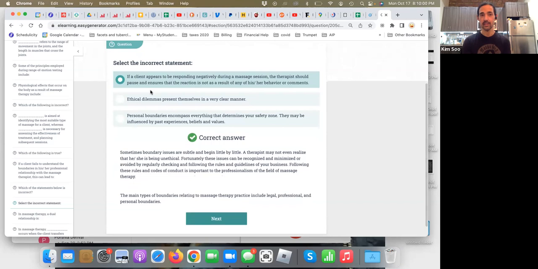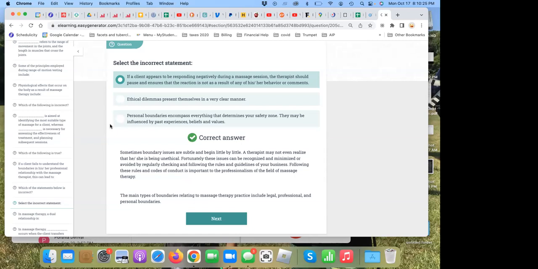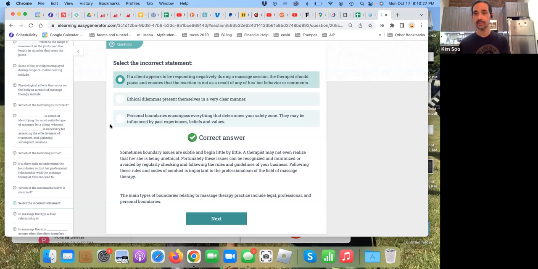Ooh, okay. The incorrect statement is, according to MBLEx, if a client appears to be responding negatively during a massage session, the therapist should pause and ensure that their reaction is not a result of any of his or her behaviors or comments. That is incorrect, according to MBLEx. Remember, correct in clinic does not mean correct in MBLEx. We have to find out what's correct for MBLEx, in MBLEx world. That is sometimes confusing. Yes, it is.